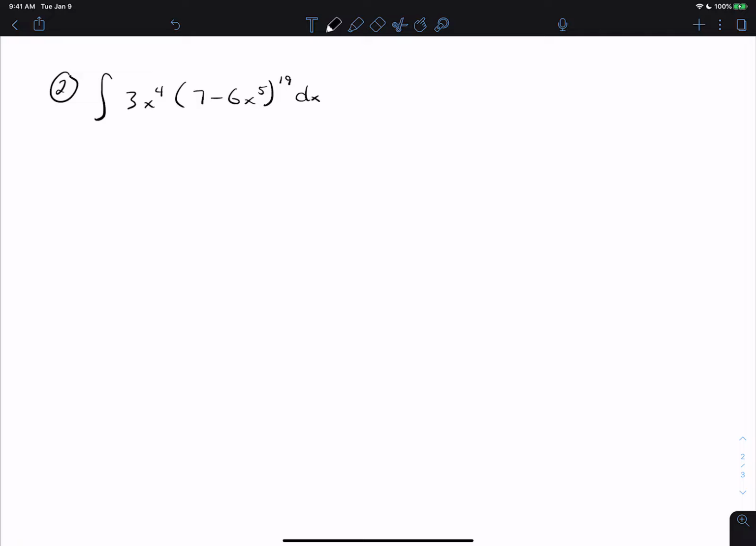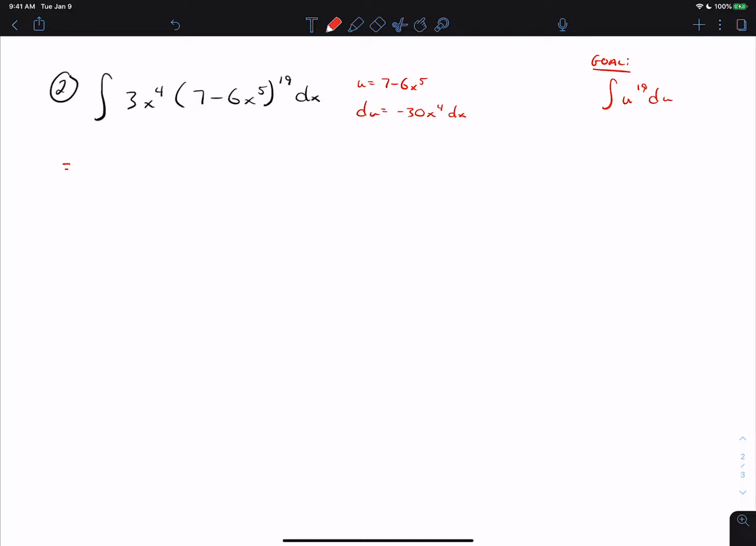Okay, so when we're doing this problem, we're going to think our goal is that we would like the problem to match u to the 19th du. And right now, the reason for that is we've got a bunch of stuff to the 19th. So we're going to choose for u to equal 7 minus 6x to the 5th. Du then is the derivative of that, so it's negative 30 x to the 4th dx.